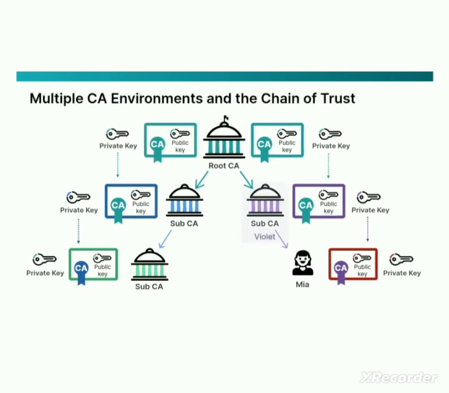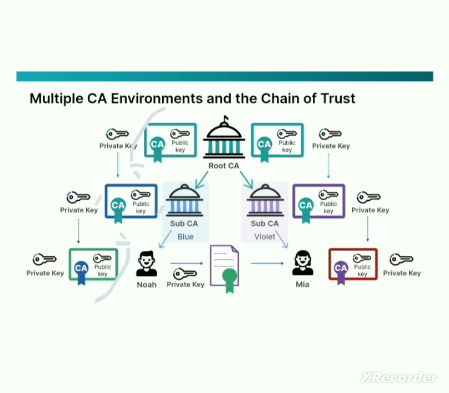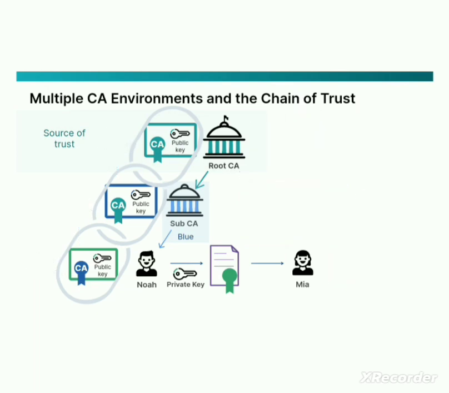Assume that the violet subordinate CA signed Mia's certificate, and the blue subordinate CA signed Noah's certificate. Noah sends Mia an important legal document, which he signs. Can Mia trust and validate Noah's signature? Yes, because of the chain of trust. The chain of trust is a series of associated certificates, each one relying on the other for trust. The chain progressively leads to the root CA, the source of trust.